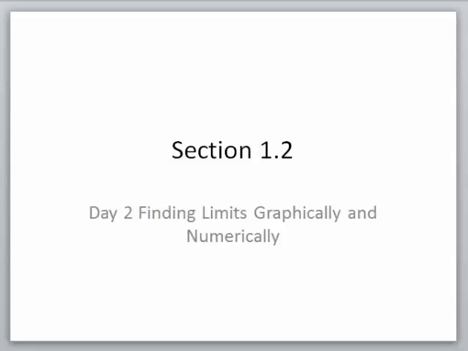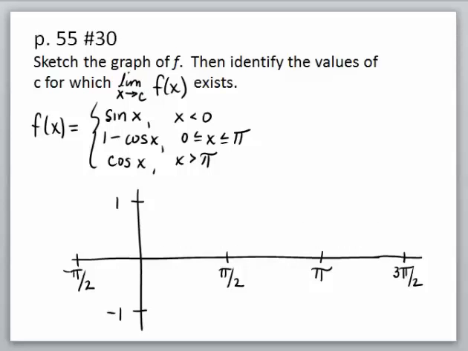Alright, I just have a few more problems I want to look at with you as far as this first section of limits goes. What we're going to do is sketch this graph, and then identify the values of C for which the limit exists. So we're looking to see if there's anywhere where a limit does not exist, basically.